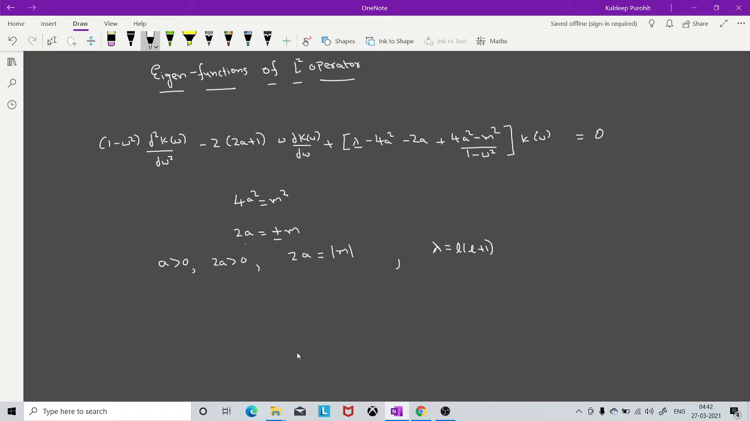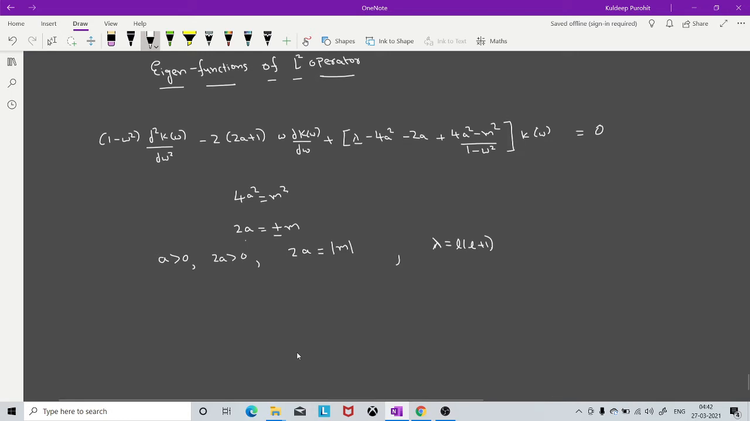Okay, the eigenvalue of the L square operator. Now I have the value of lambda with me, so I will substitute this value, and you can see that there are two terms here, so I can write their mod of m. Here also, it is generally minus of 4a square plus 2a, so I can write minus of 2a into 2a plus 1, and you know that 2a is equal to mod of m, so I can write this as mod of m plus 1.